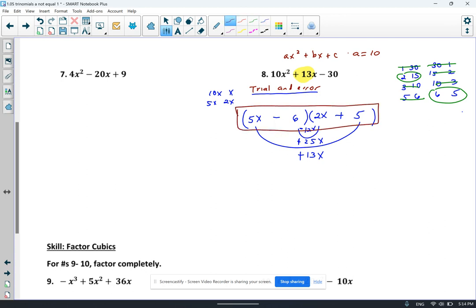So the trial and error technique is very logical, and a lot of people like it because I think you can grasp it. It's not just a routine. You're really reversing your multiplication.